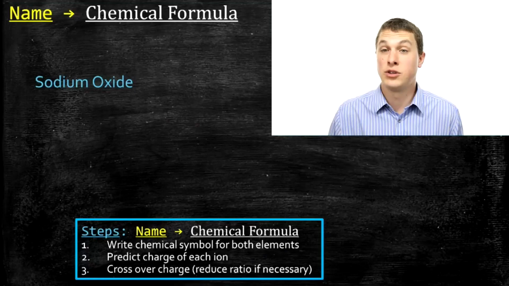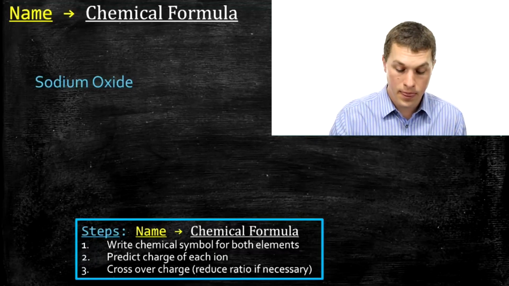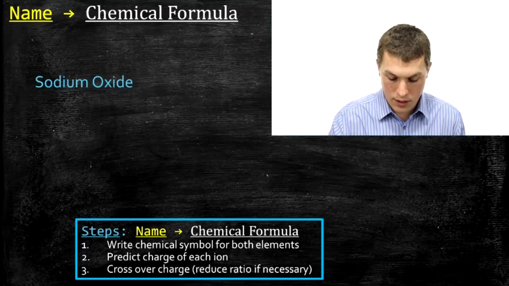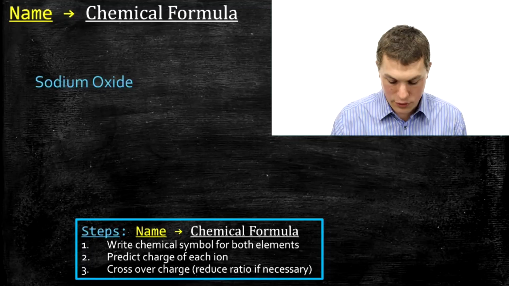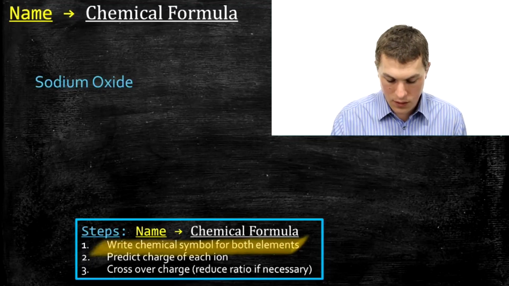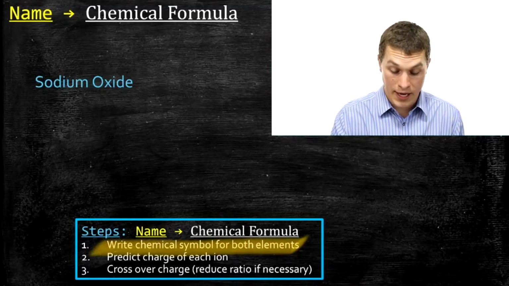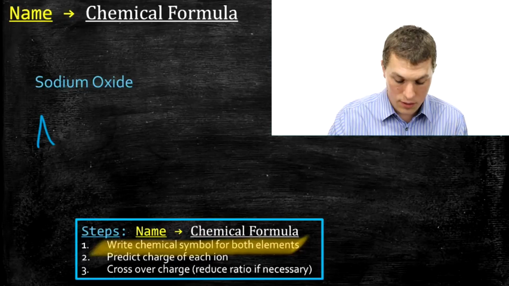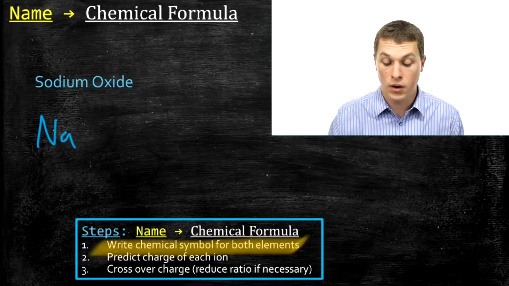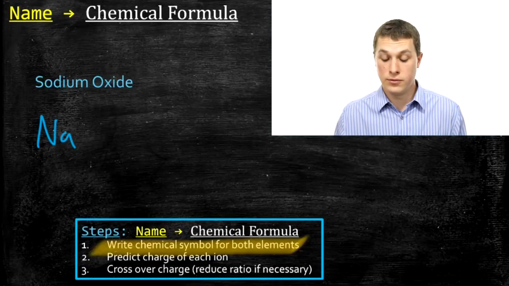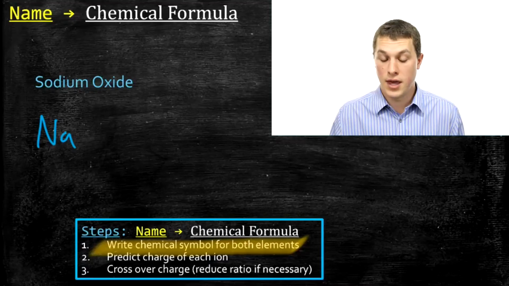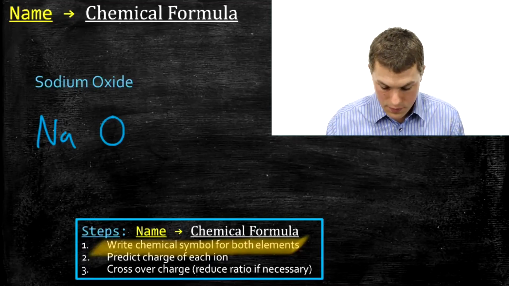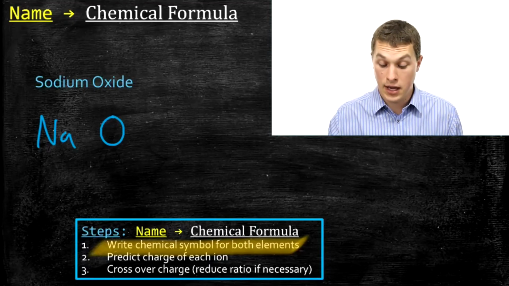So let's say we're given sodium oxide. How do we name that? The first thing we do, step 1 down here, just says, write the chemical symbol for both elements. So the chemical symbol for sodium is Na, which you can get from the periodic table. We've also used it a few times in this video. The symbol for oxygen, which is just what oxide is, is O. So we have Na and O.